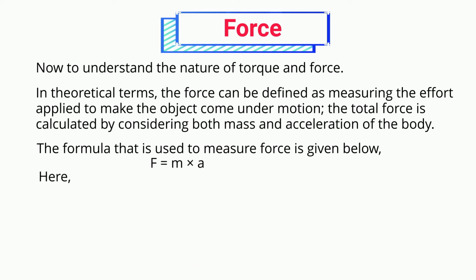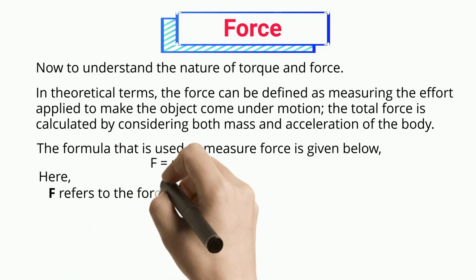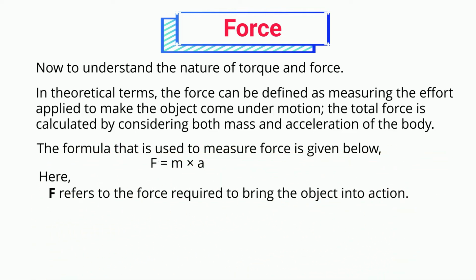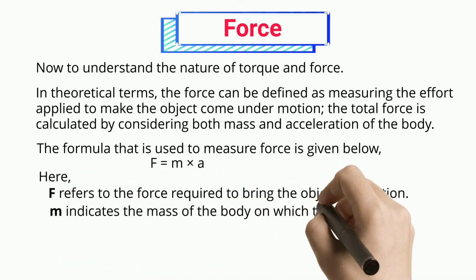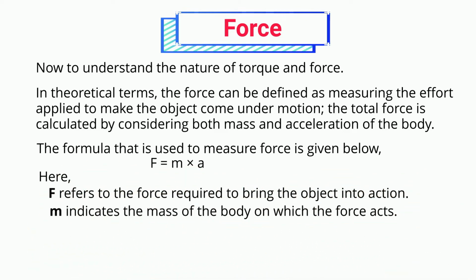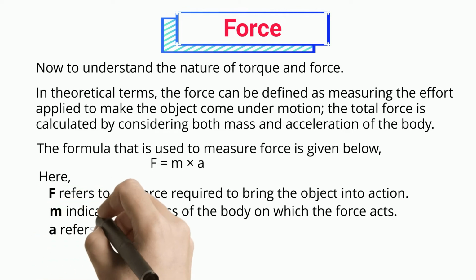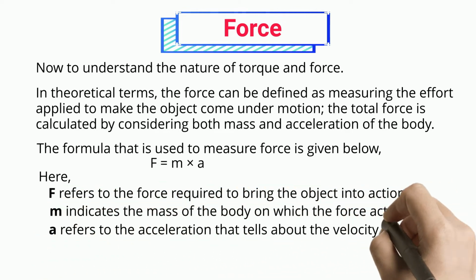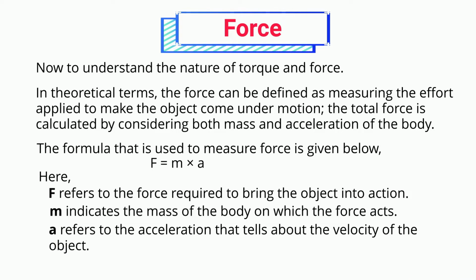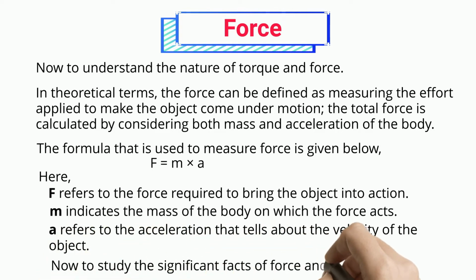Here, F refers to the force required to bring the object into action. M indicates the mass of the body on which the force acts. A refers to the acceleration that tells about the velocity of the object.